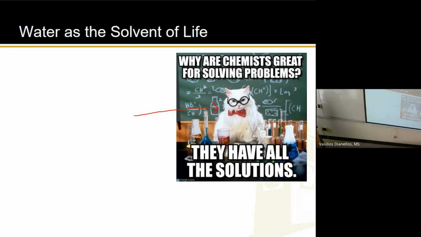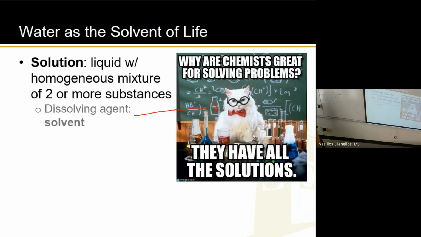Anyway, some terms you definitely need to know. Solution, you need to know what a solution is. A solution is a liquid with a homogeneous mixture of 2 or more substances. A solution is when you mix some stuff together. That's what a solution is. I took this, I mixed it into that, now I have a solution.